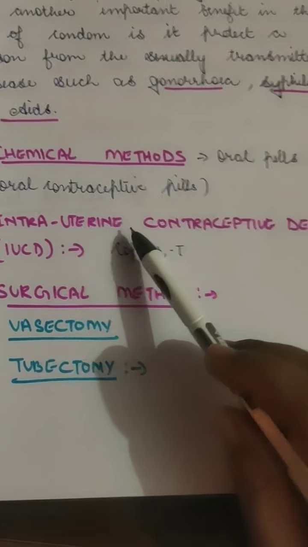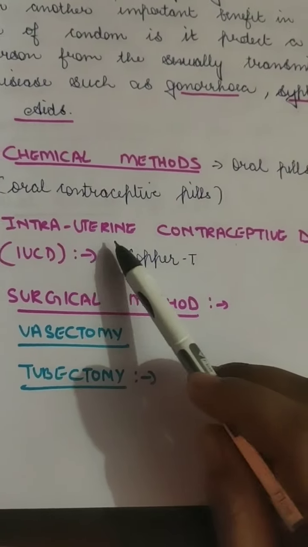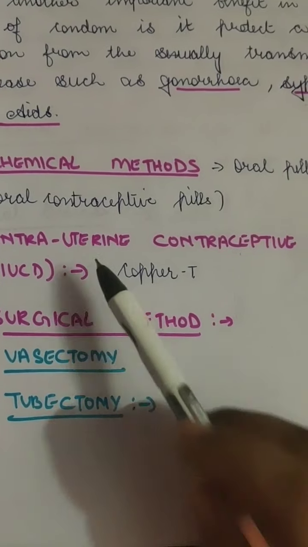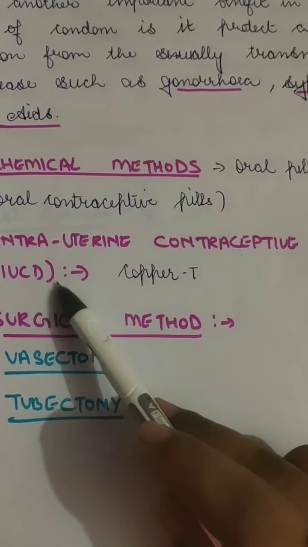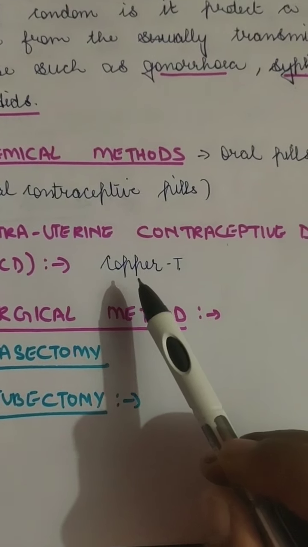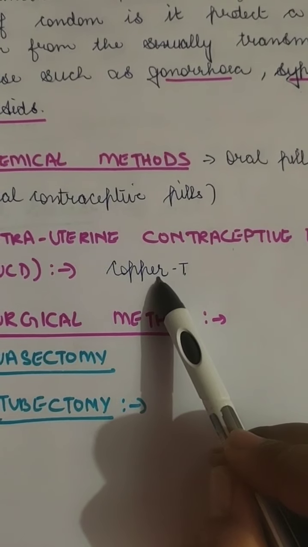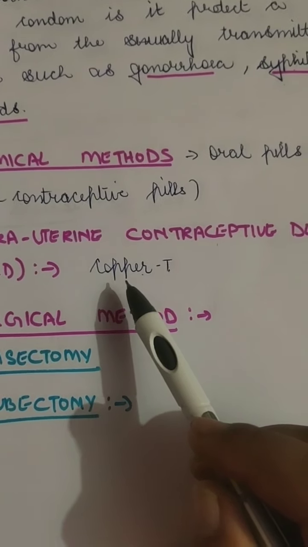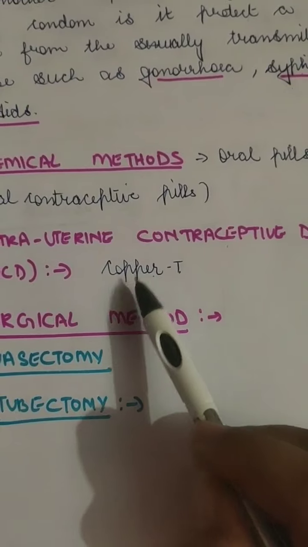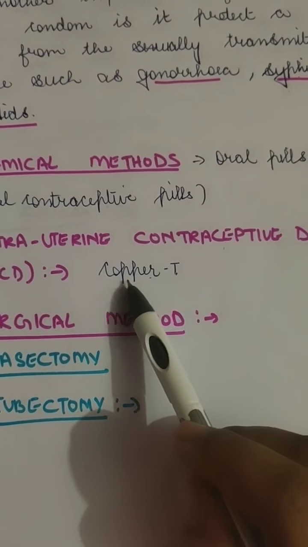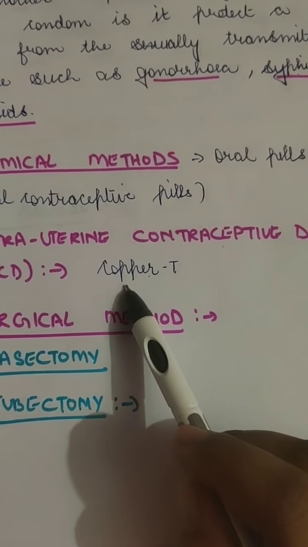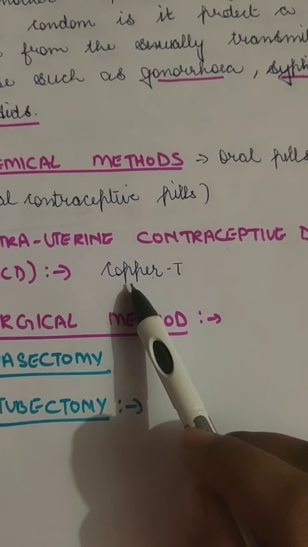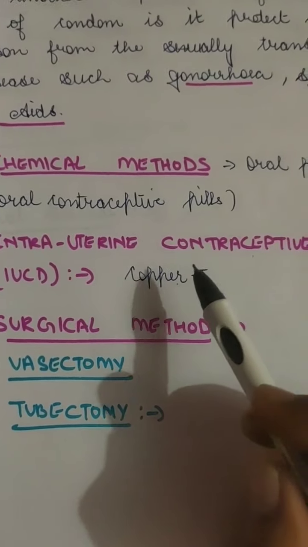Next is the intrauterine contraceptive device. This is not used these days. It was used in the earlier period, and it is called the IUCD. The main device is the copper T, because it is made of copper, so it is called copper T. This was very effective to prevent pregnancy because it is placed by doctors or nurses inside the uterus.